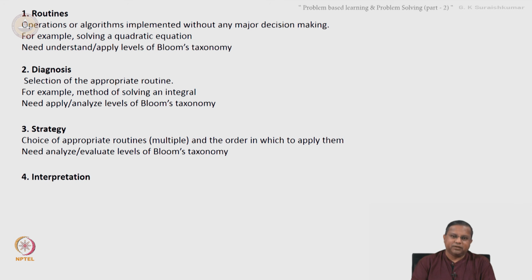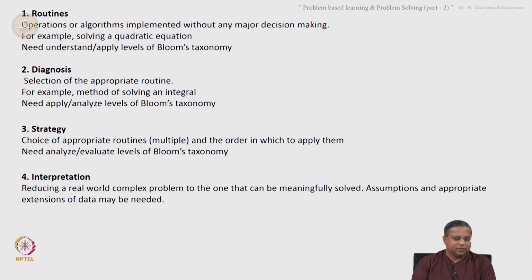Fourth is the interpretation level, reducing a real world complex problem to one that can be meaningfully solved. Assumptions and appropriate extensions of data may be needed to solve interpretation kind of problems, and we need multiple higher levels of the Bloom's taxonomy to be able to solve this problem. Definitely apply, analyze, evaluate, create maybe, to be able to solve the problems.